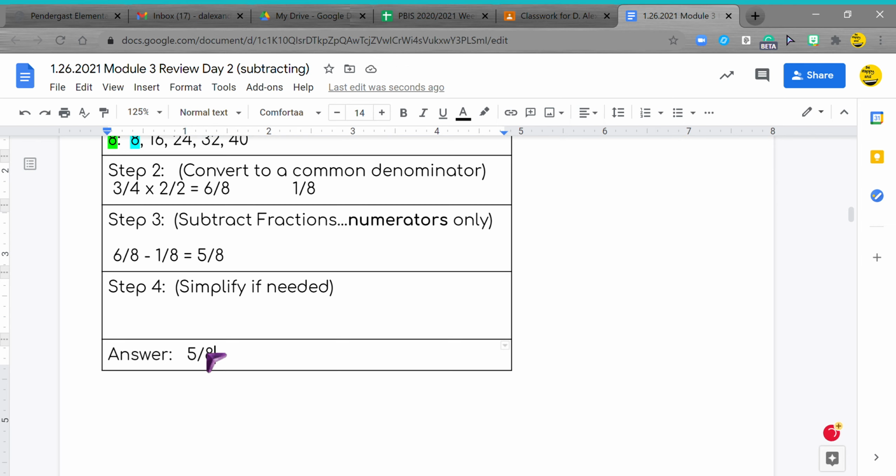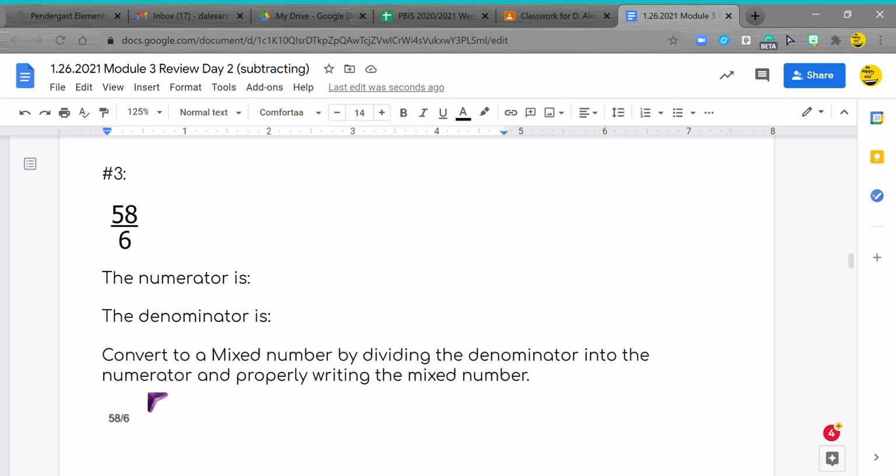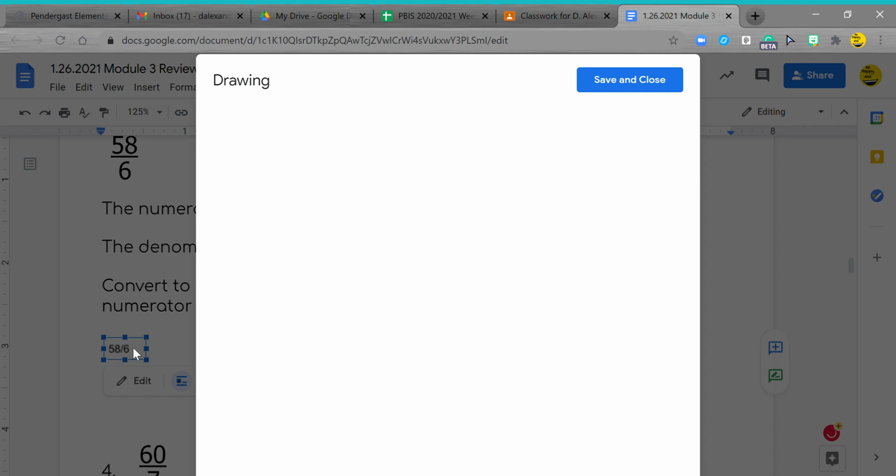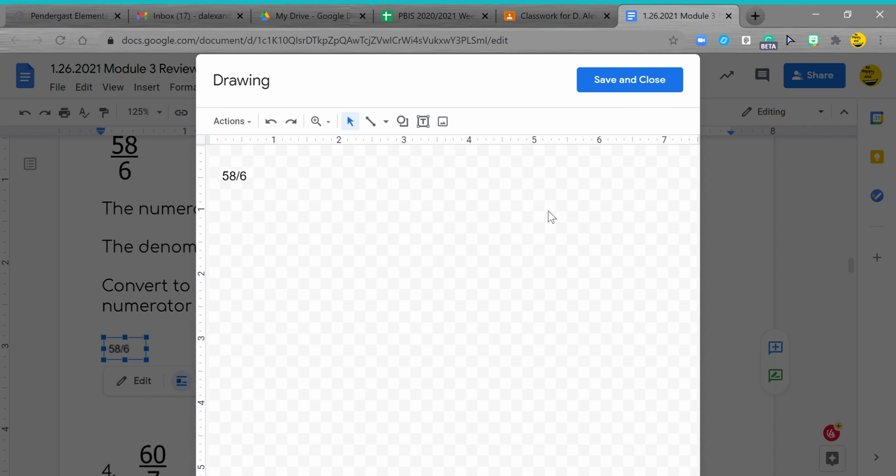We're going to jump to transforming an improper fraction into a mixed number. So we have 58/6. What is my numerator? Yes, 58. And what is my denominator? Yes, 6. Now we're going to take that and we're going to convert. And remember, it's written right here, but I like to write it so I can see it better. So I know my denominator is my divisor, and my numerator is my dividend.